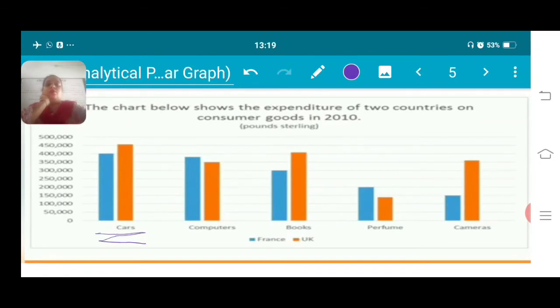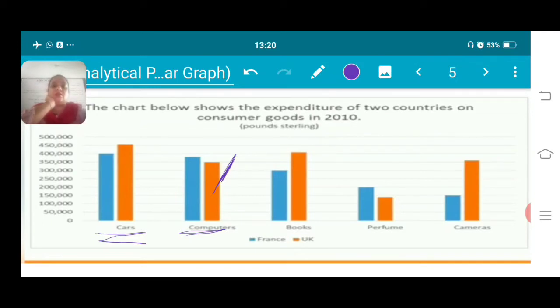Next is for computers. So again the red one is showing 3,50,000, and the blue one, that is for the UK, is showing almost 4 lakh, between 3,50,000 and 4 lakh, so something like 3,70,000 pounds. Clear? So who is on the lower side here? This UK. Next is the expenditure done by the countries on books. So France is spending less here and the UK is spending a large amount.